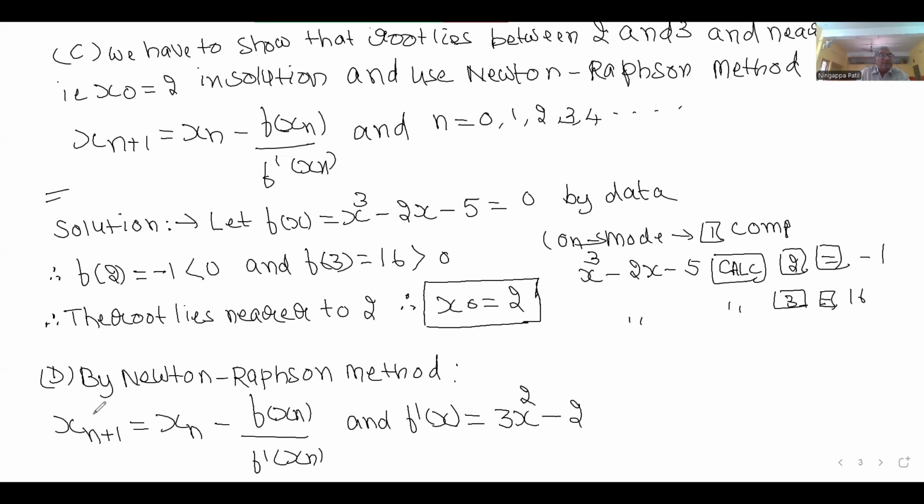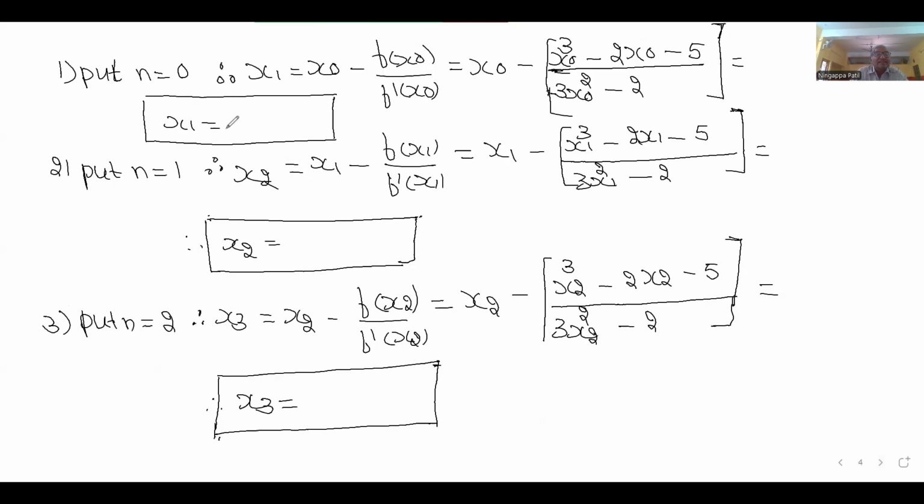You take. Then, by the Newton-Raphson method, you write the formula x n plus 1 equal to xn minus f of xn divided by f dash of xn. f of x is already known to you, and f dash x we want. f dash x means differentiation. Differentiation of x cube is 3x square. Differentiation of 2x is minus 2. Differentiation of 5 is 0. So f dash x is 3x square minus 2.